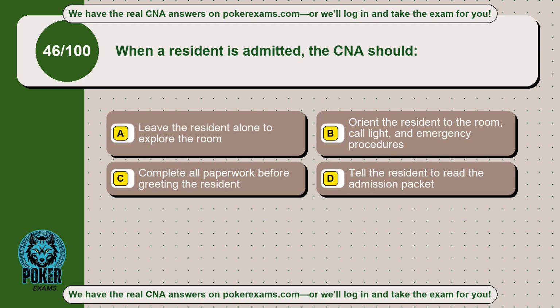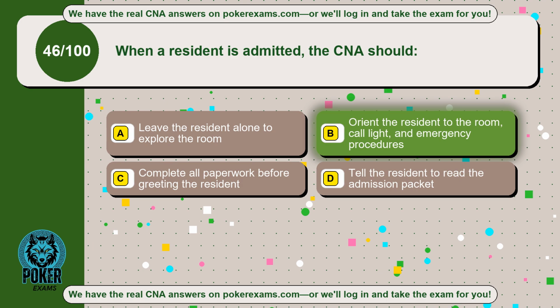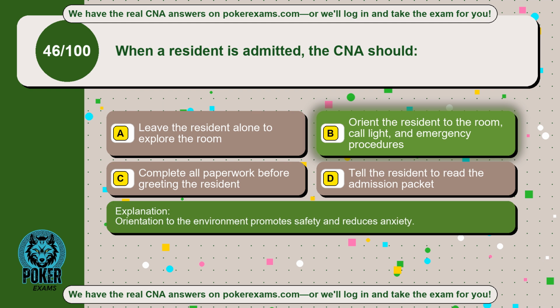Question 46. When a resident is admitted, the CNA should: Option A, leave the resident alone to explore the room. Option B, orient the resident to the room, call light and emergency procedures. Option C, complete all paperwork before greeting the resident. Option D, tell the resident to read the admission packet. The correct answer is option B, orient the resident to the room, call light and emergency procedures. Orientation to the environment promotes safety and reduces anxiety.